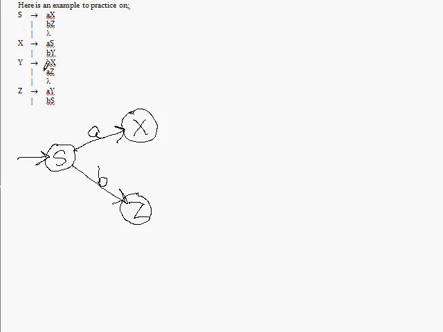Now I need a state Y. Who goes to Y? Let's see, X has a transition to Y, so I'll put Y right here. I also need an accept state F. I don't know exactly where to put it. This is going to go to F. That's a word. This is going to go to F. So I need access to F from S and from Y. I don't really have a good place to put F. Could stick it right here in the middle. Why don't I do that?